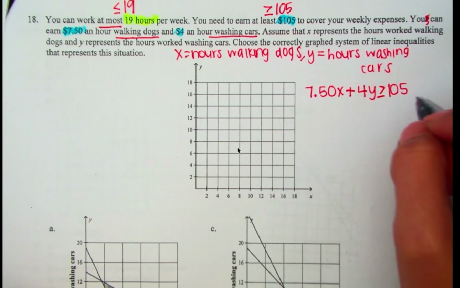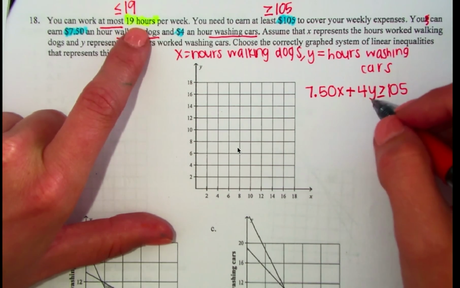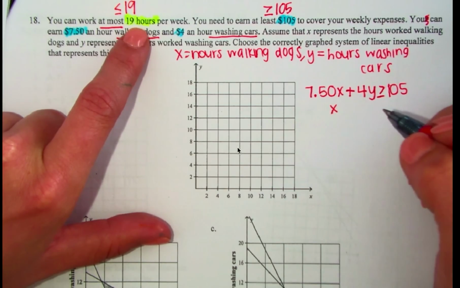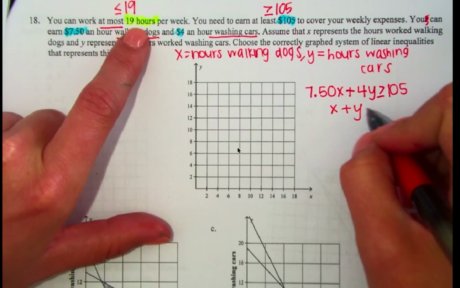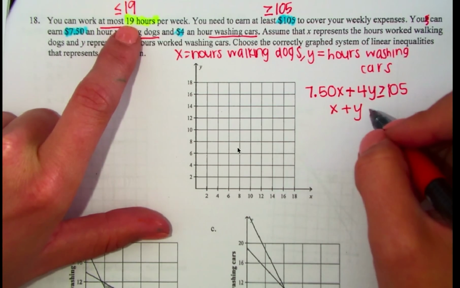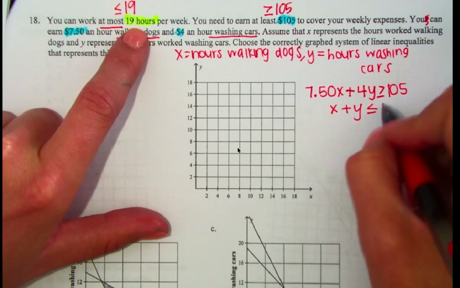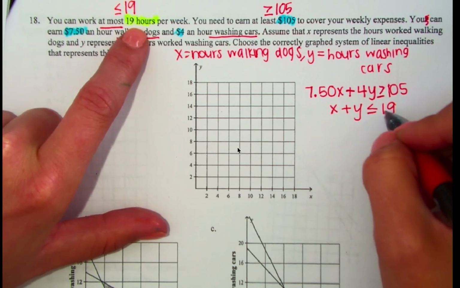Your second inequality is about the hours worked. However many hours you worked washing the dog plus however many hours you worked washing the car has to be less than or equal to 19, because 19 is the most you can work in that week.